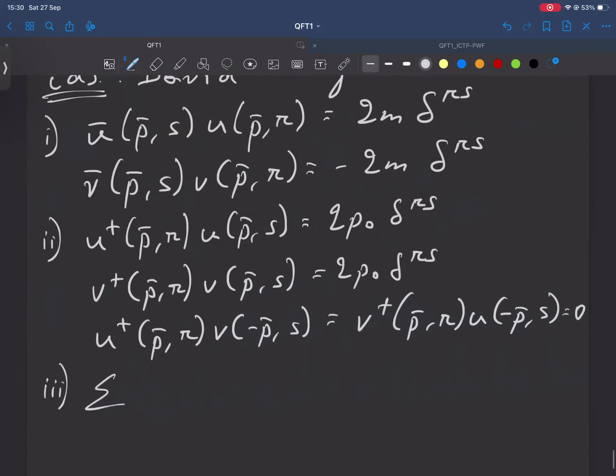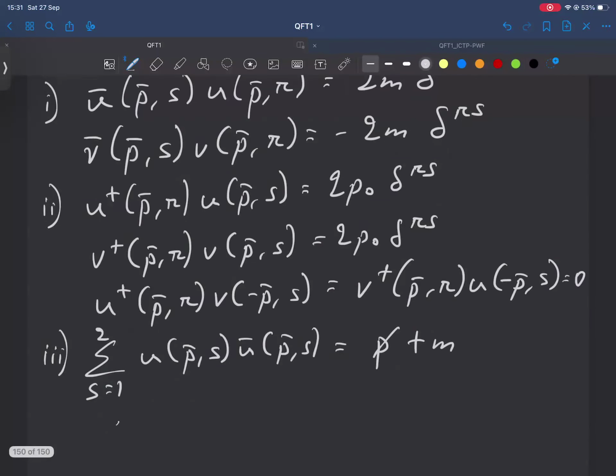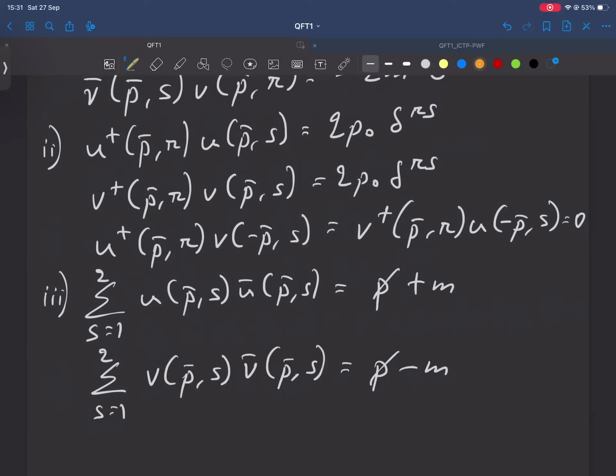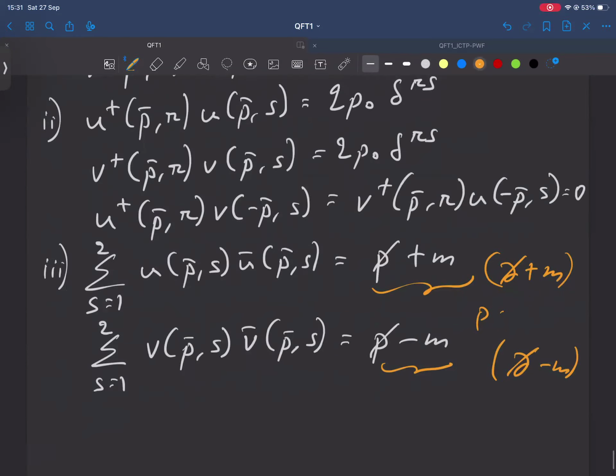And the final thing is summing over all spins now, so spin 1 and spin 2. And that gives you the Dirac operator, but in momentum space. And similarly, another one for the v, the negative frequency basis. So these are nothing but the Dirac operator in the momentum space, because remember that p is del mu.